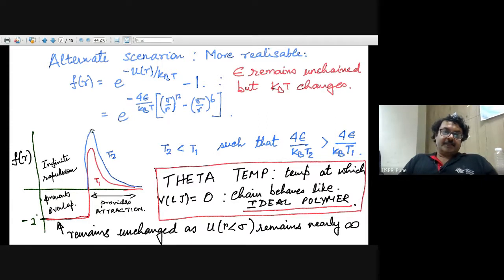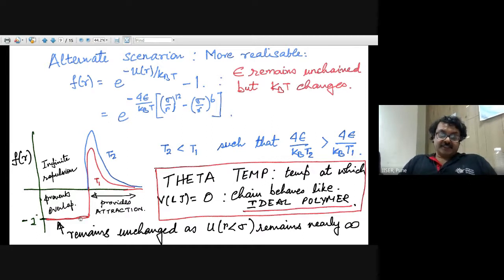Then basically the Mayer function will have a higher height, and of course you're integrating over this curve, and the more you decrease temperature, the height of this is going to increase, and it can increase to such a value that the integral over the hardcore repulsion and the integral of this curve at r greater than sigma exactly cancel each other out, and at a particular temperature called the theta temperature, the temperature at which VLJ, or the excluded volume, becomes equal to 0, the chain starts to behave like an ideal polymer chain, right?